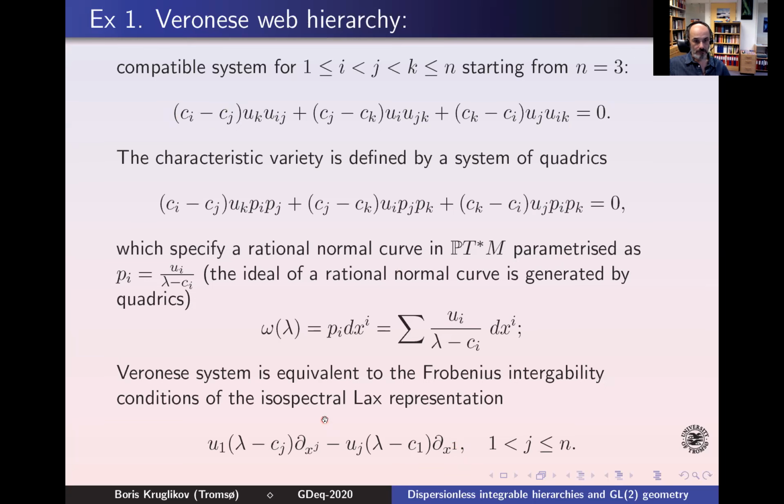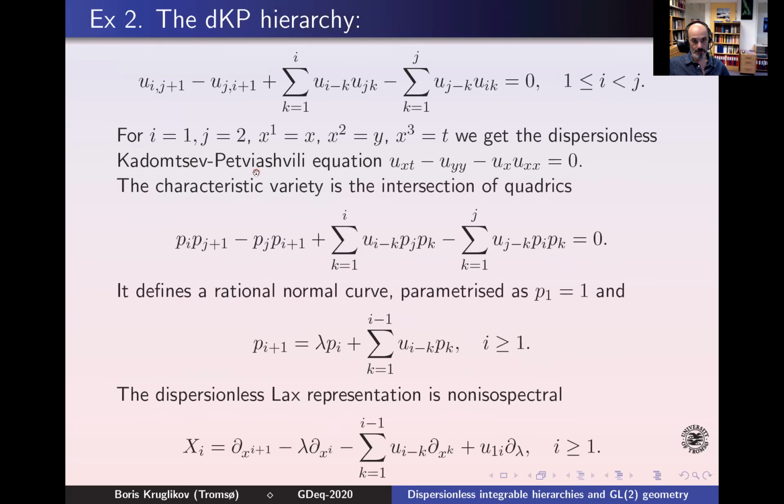Okay. Now, another example is the DKP hierarchy. The DKP hierarchy has this form. And again, you can truncate it. You can say that J is less than or equal to N, and then you get a finite-dimensional PDE system. It is compatible. And for the smallest possible range of indices, namely I equal to 1, J equal to 2, we get a three-dimensional equation. So x1 will be x, x2 will be y, x3 will be t, and then we get the known DKP equation.